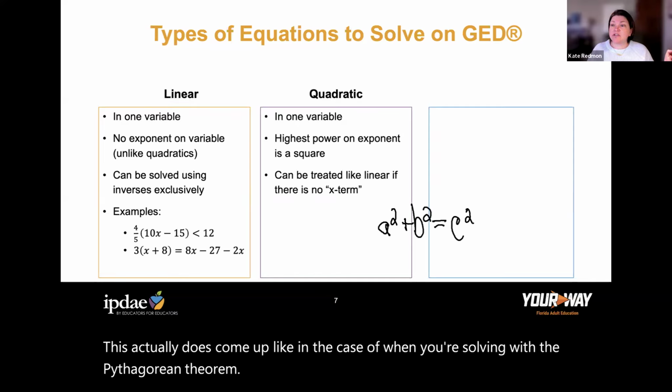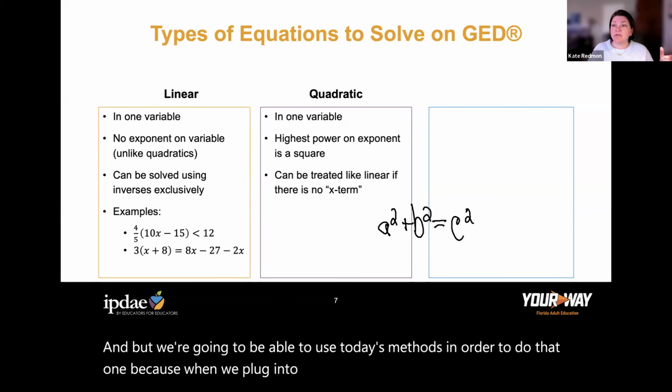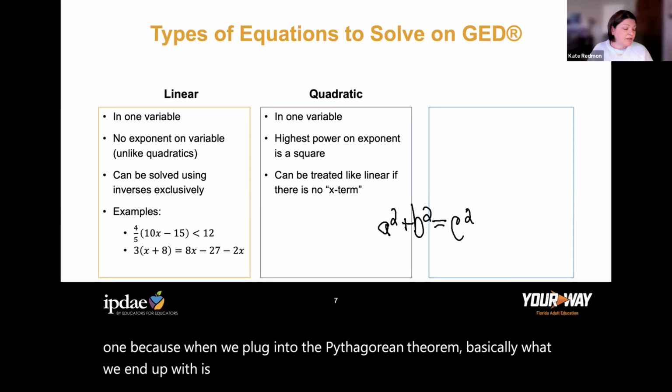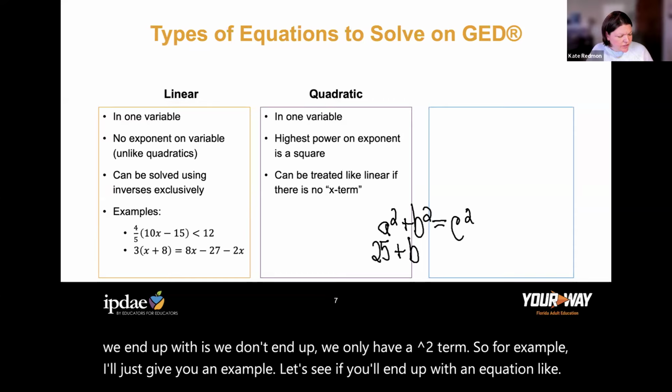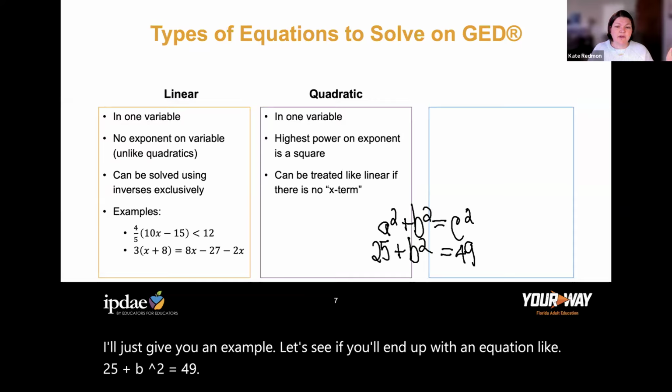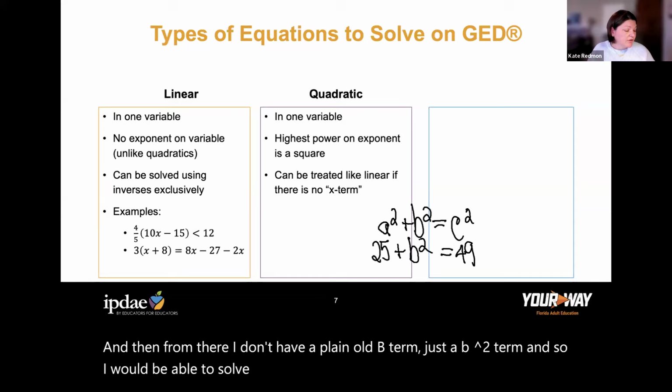This actually does come up, like when you're solving with the Pythagorean theorem. We're going to be able to use today's methods to do that one because when we plug into the Pythagorean theorem, basically what we end up with is only a square term. So for example, you'll end up with an equation like 25 plus b squared equals 49. And from there, I don't have a plain old b term, just a b squared term. And so I would be able to solve this using what we'll talk about today, the plain old inverses.